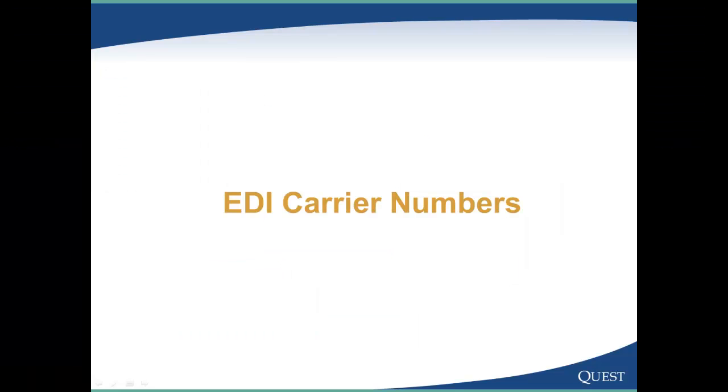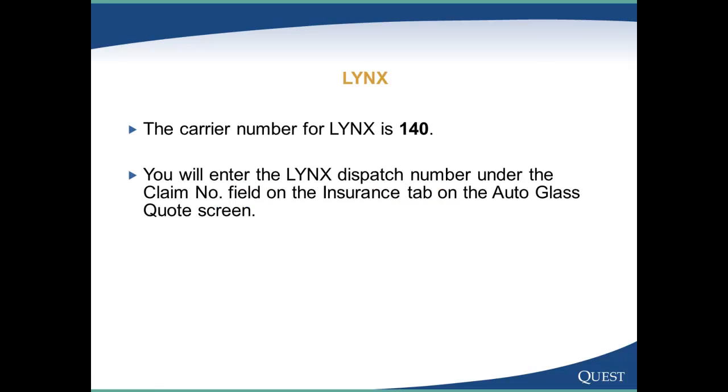This section will further explain EDI carrier numbers. The EDI carrier number will be determined by the insurance company who is dispatching the claim. You are able to EDI Link, Safelite, Quest, Teleglass, Commerce, and Harman Solution Group. For Link, the carrier number is always 140. Enter the Link dispatch number under the claim number field on the Insurance tab of the Autoglass quote screen.